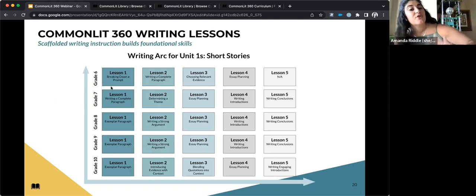For example, for sixth grade, we start at the most granular level, breaking down a prompt. What is this question asking me to write about? And then we move on to writing a complete paragraph, starting to formulate those responses, then choosing relevant evidence, which speaks back to multiple texts that the students will have read by this time. And then finally, essay planning to precede the single text literary analysis essay. So constantly throughout these units, we are building student ability to get that grade level mastery at the end.